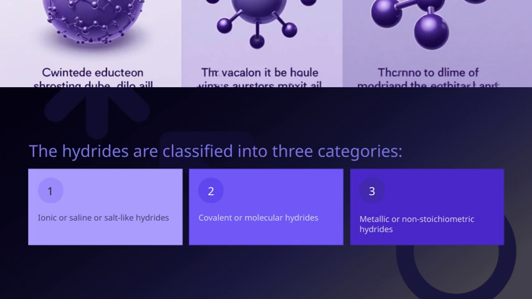They tend to be crystalline and are often used in various chemical reactions as bases or reducing agents. Overall, understanding these classifications helps us grasp the different ways hydrogen can combine with other elements, shaping its chemical behavior and applications across different fields.